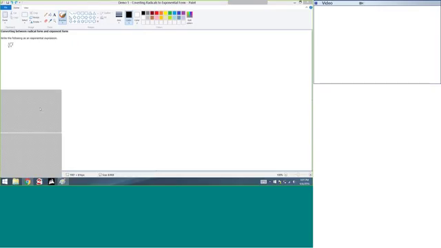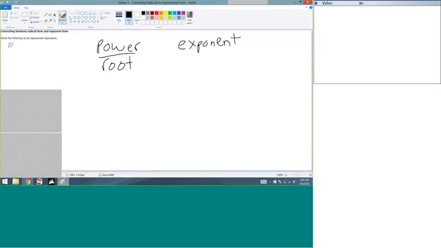So you may be familiar with the term power over root. Sometimes professors might call them exponent over index. They both mean the same thing, so whichever one you want to use is fine. I personally like to use the power over root. They mean the same thing, but I just like those words better for some reason.